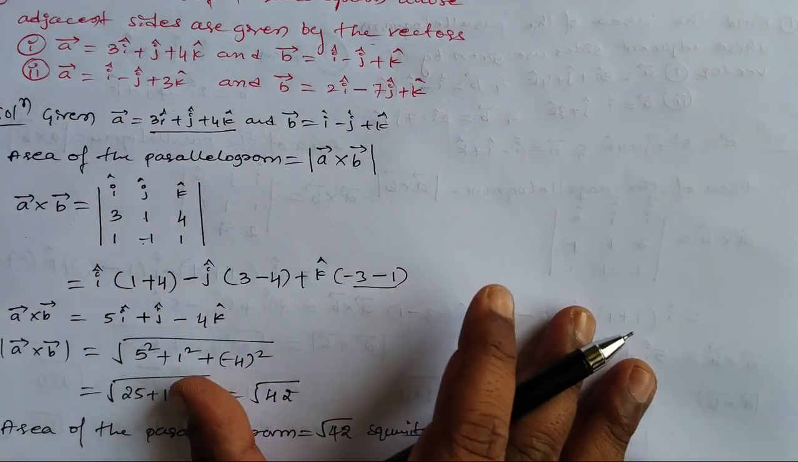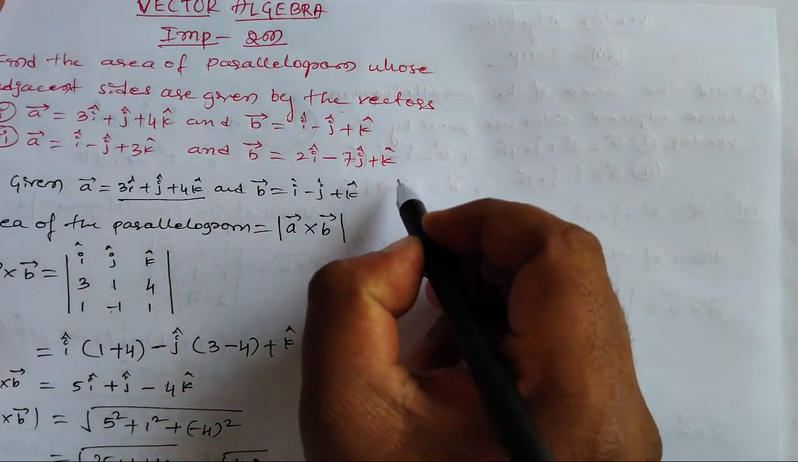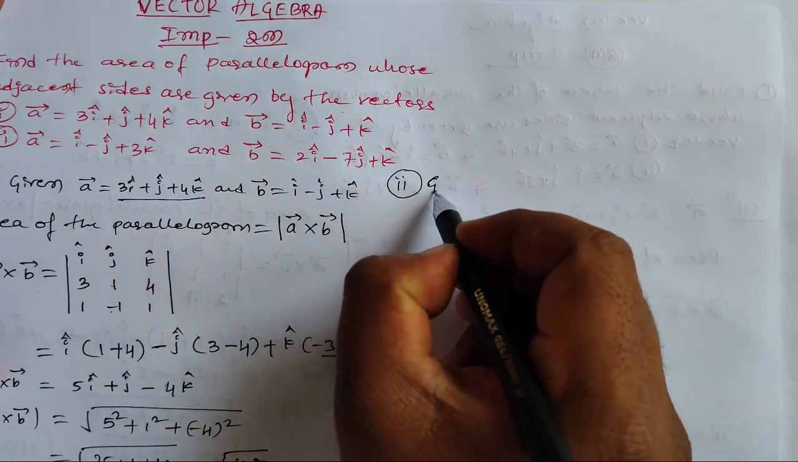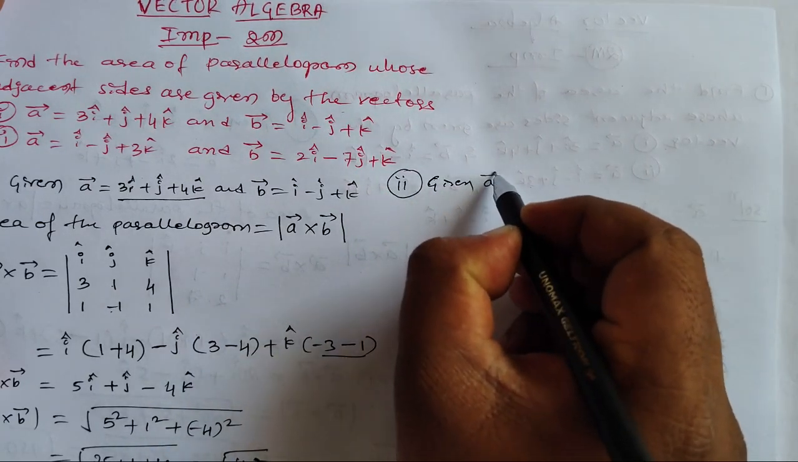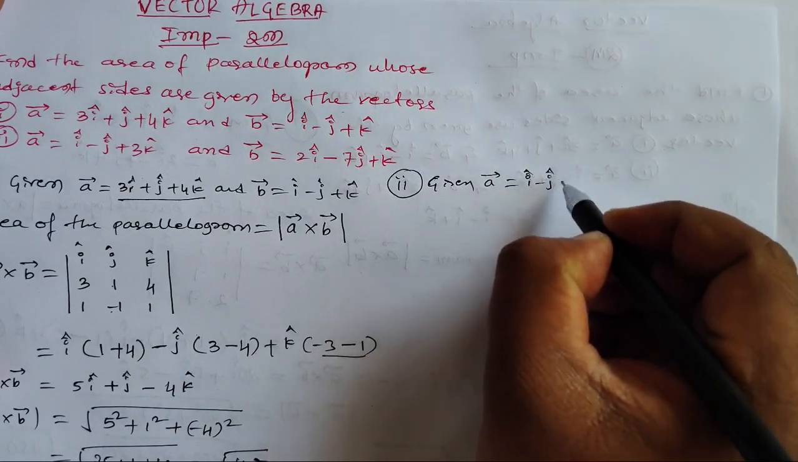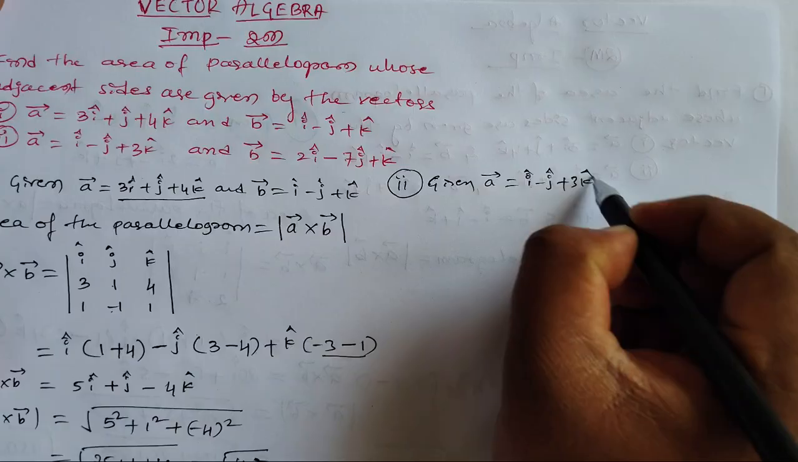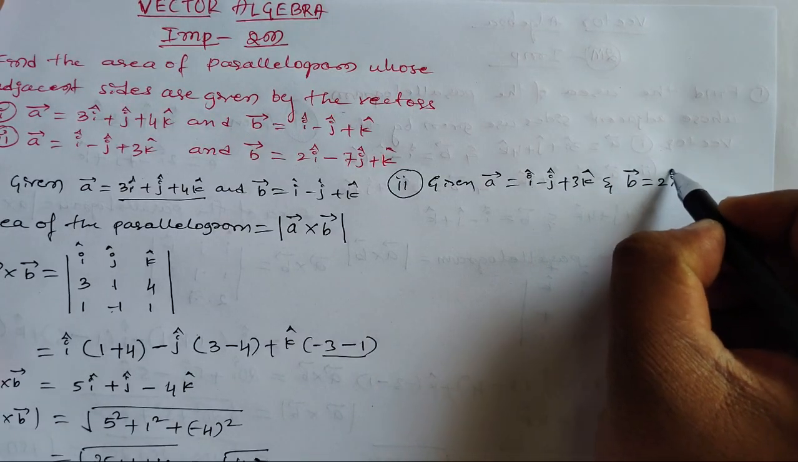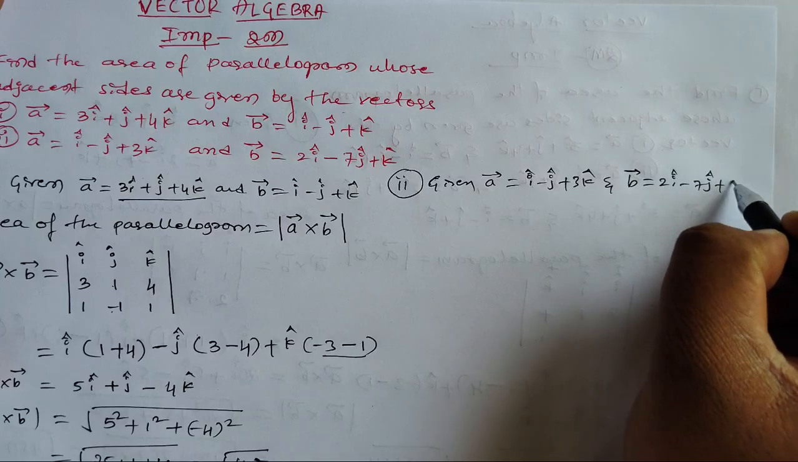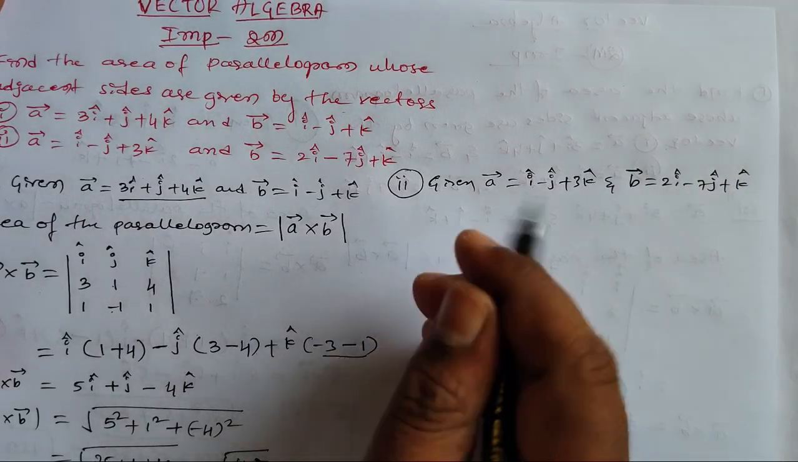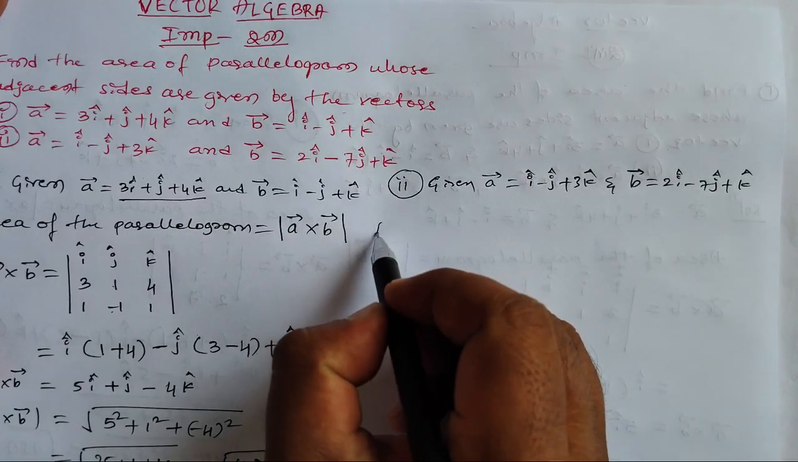See next question, same question, the second one. See, what is a vector? The given vectors, you will write a vector equal to i minus j plus 3k and b vector equal to 2i minus 7j plus k, right? Okay, same, right? The same problem that we solved last time, it is the same way.